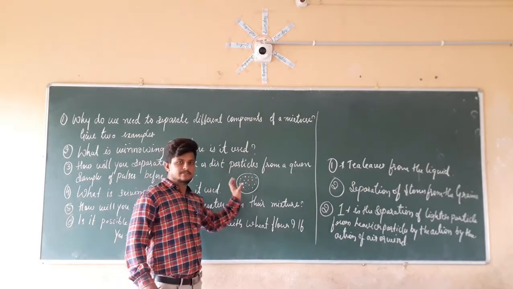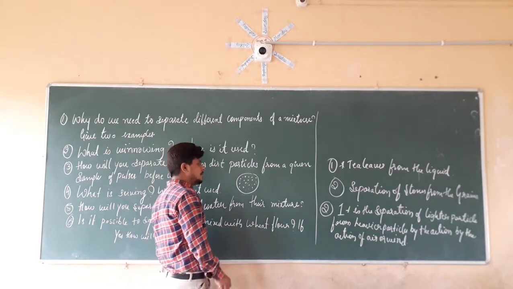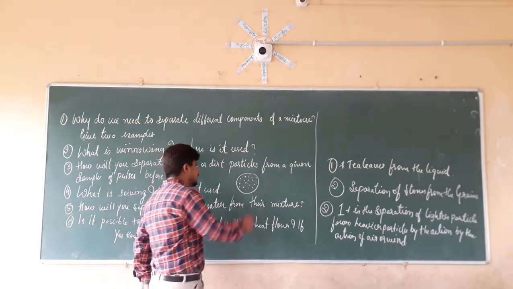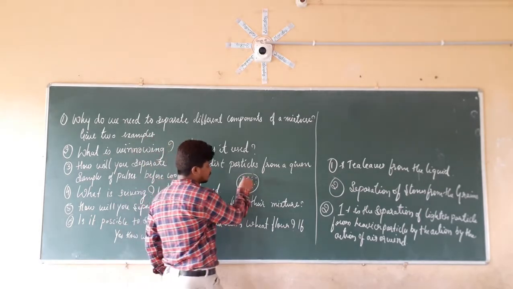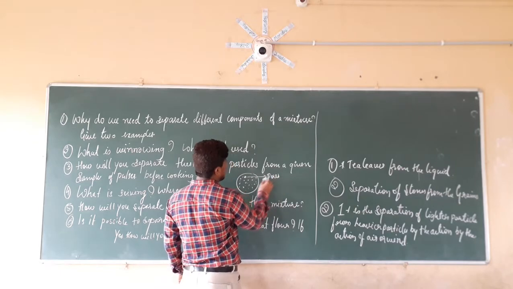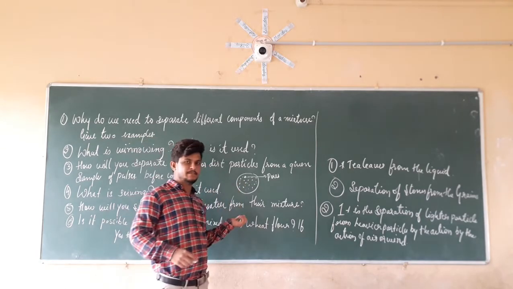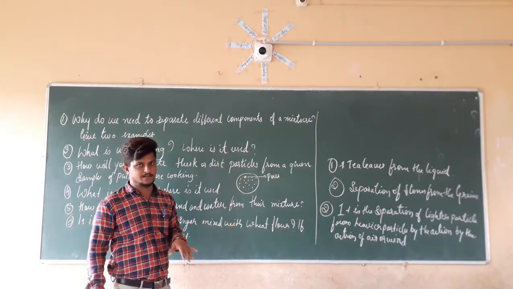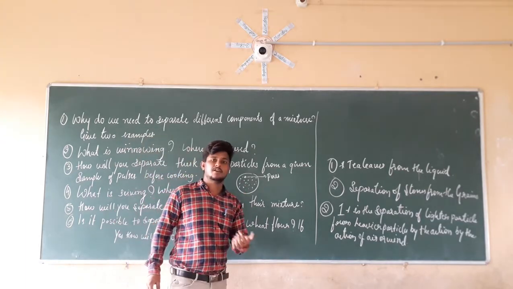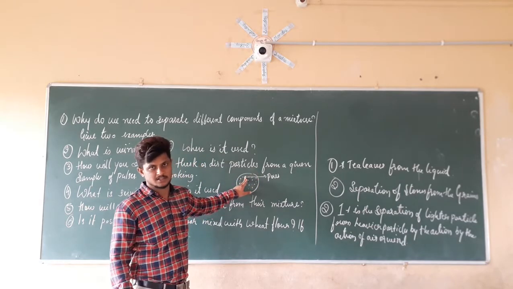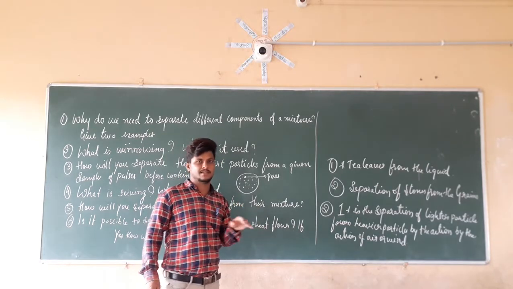So sieving is like this. We use the sieve here. Depending on the size of the particles, the smaller, tiny particles pass through these holes or pores, and the larger particles remain in the sieve only. So the smaller particles and larger particles are separated. Particles smaller than the pores present here pass through, and the larger particles remain here.